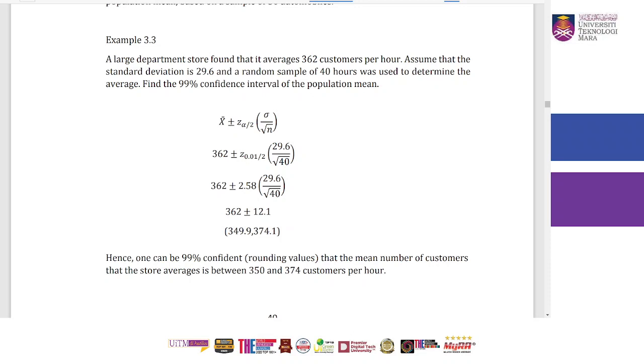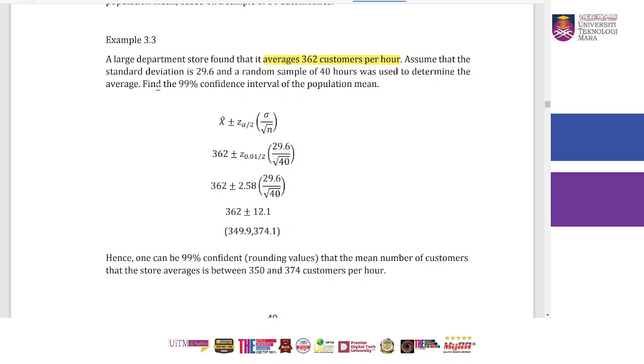The second example states that a large department store found that it averages 362 customers per hour. So, dia kata kat sini, dia tak bagi secara direct eh. So, dia katakan averages. Bila sebut average, maksudnya mean lah kan. So, this is the sample mean. Okay. Assume that the standard deviation is 29.6. So, ini dia bagi dia punya standard deviation. Okay. And a random sample of 40 hours was used to determine the average.